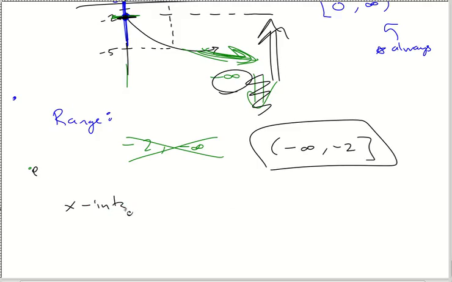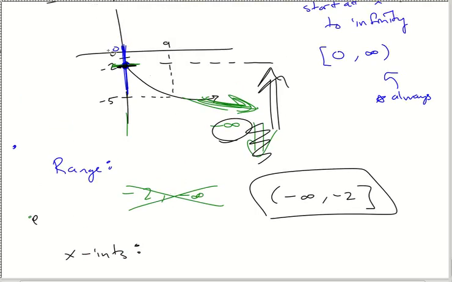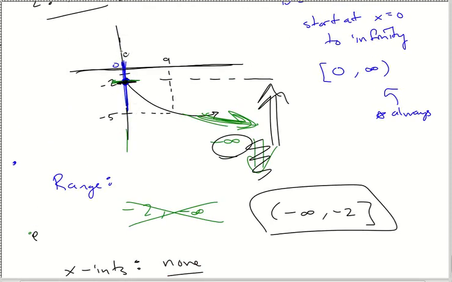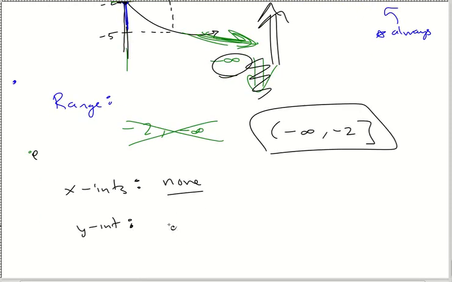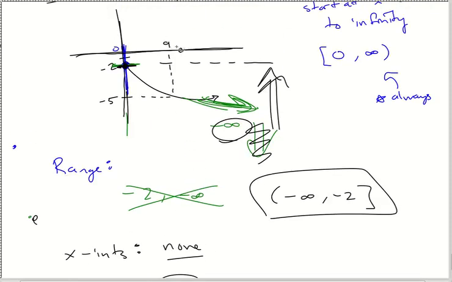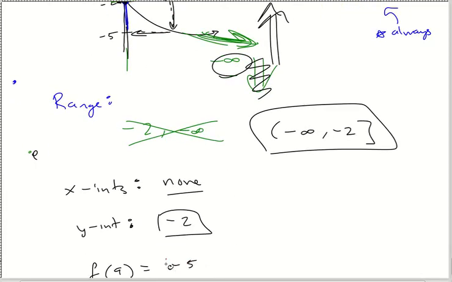So they say, what are the x-intercepts? Again, plural. When is it crossing this line? You would say none, never. What is the y-intercept? So where is it crossing this line? You would say, right there at -2. And then finally, they say, find f of 9. That's what these other things were for. See, this is my x value at 9. I go down, I go over. The height is at -5. And there you go.